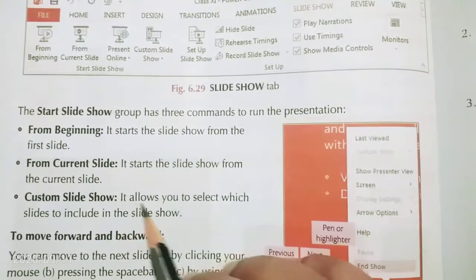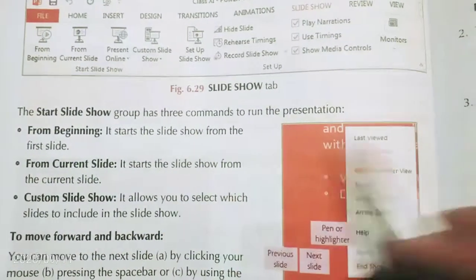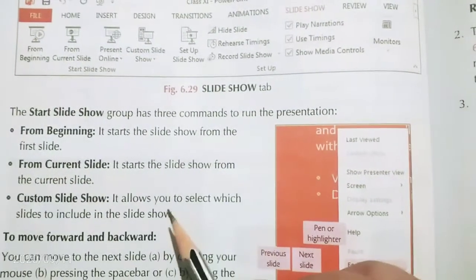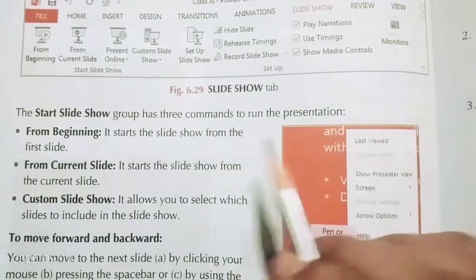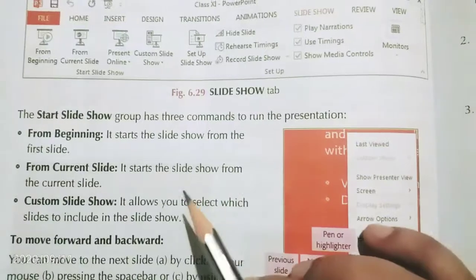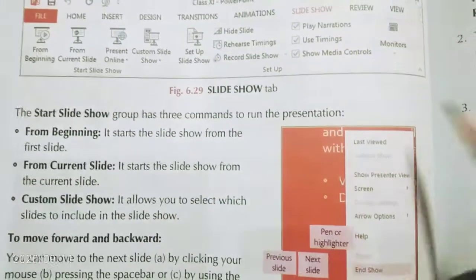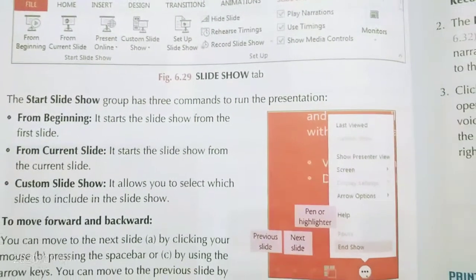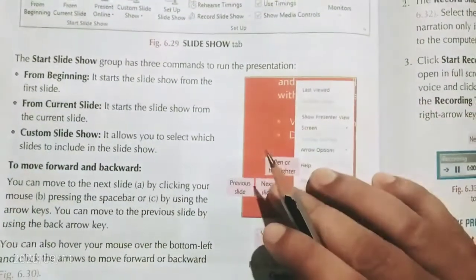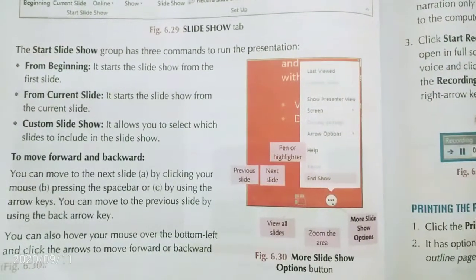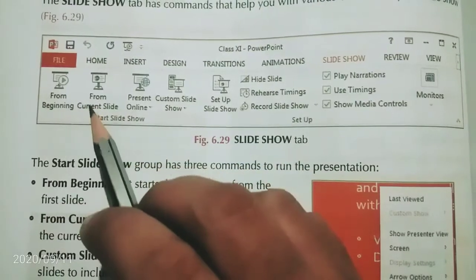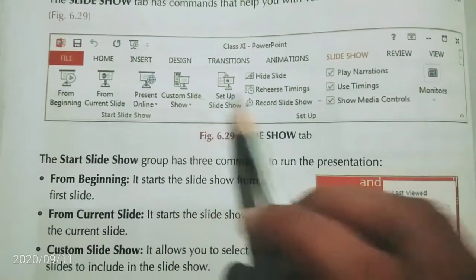Then custom slideshow allows you to select which slides to include in the slideshow. That means if you have made 10 slides and you want to show only 4 slides, suppose slide number 2, slide number 5, slide number 6 and slide number 9, then you can select only these 4 slides and only they will be shown to the audience. So these are the ways of presenting the slides, called slideshow. Here you can see the start slideshow group, given from beginning, from current slide, custom. All these things are given.